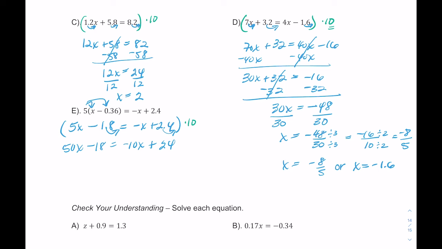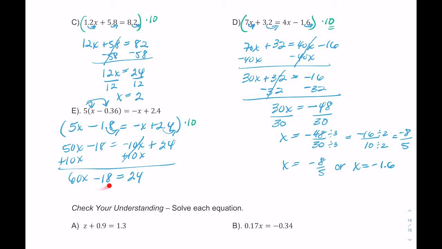Okay. Now I want to get x on one side just like I did in D. So what I'm going to do is move this negative 10x over with the 50x. So to do that, I'm going to add 10x to both sides. 50x plus 10x is 60x. And I'm going to bring everything else down. Negative 18 and 24. Negative 10x and 10x are opposites, so they're just going to go away.